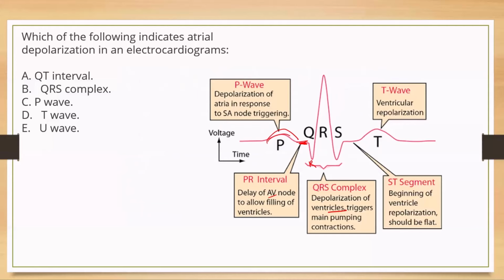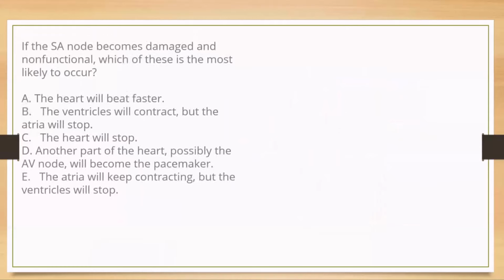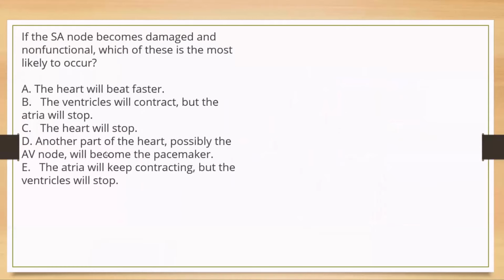All right. So over here, your answer is definitely C, P wave, because atrial depolarization is the P wave. If the SA node becomes damaged, don't forget the SA node is what sends impulses to the atria to start contracting, right? Now, if the SA node becomes damaged and non-functional, which of these is the most likely to occur?